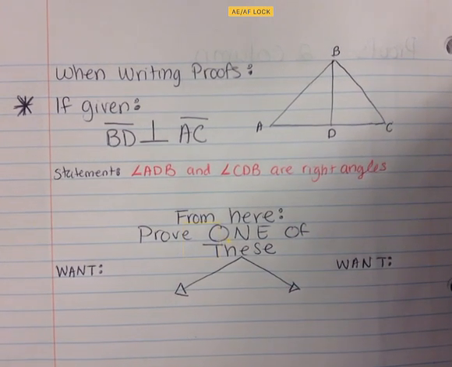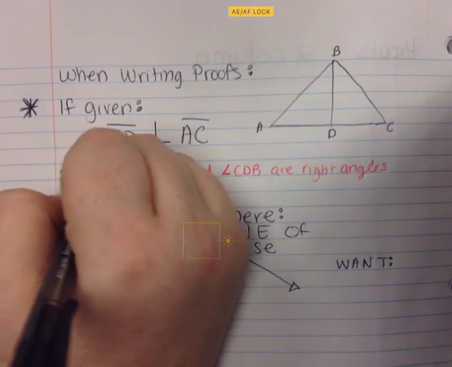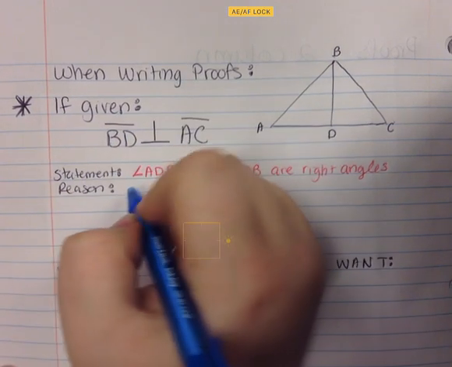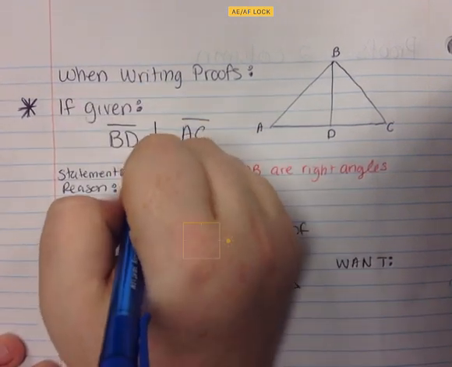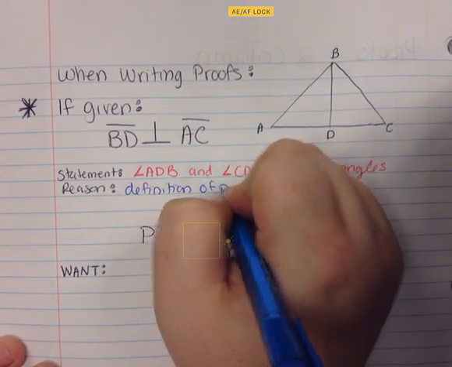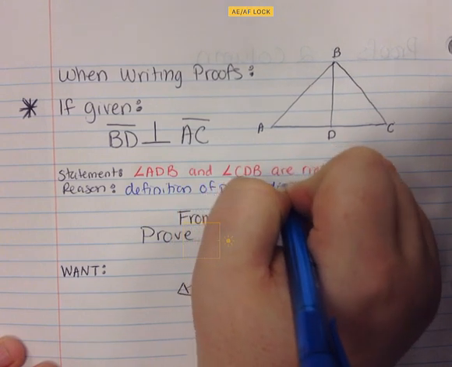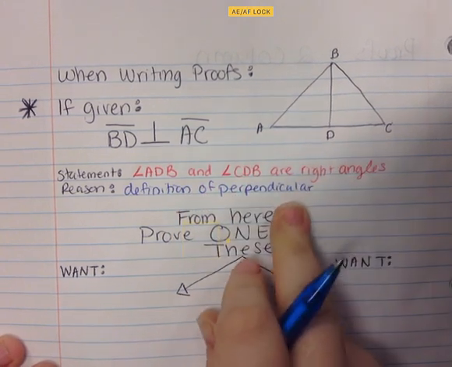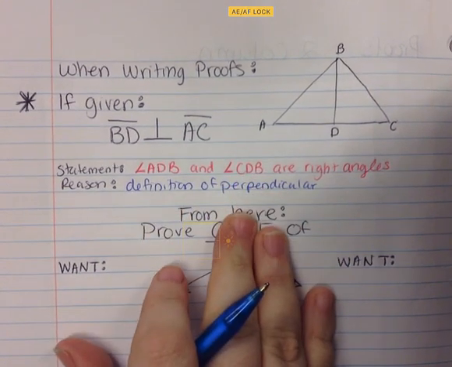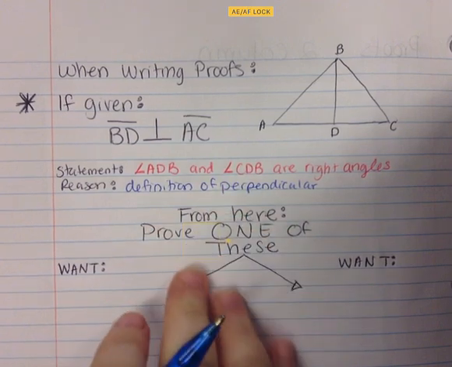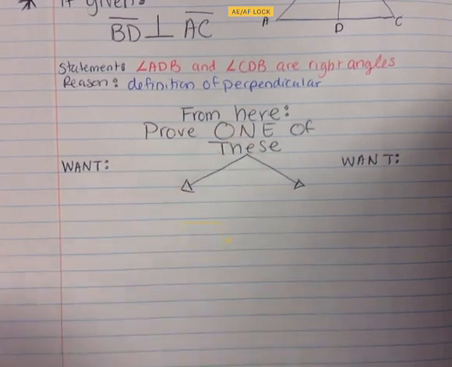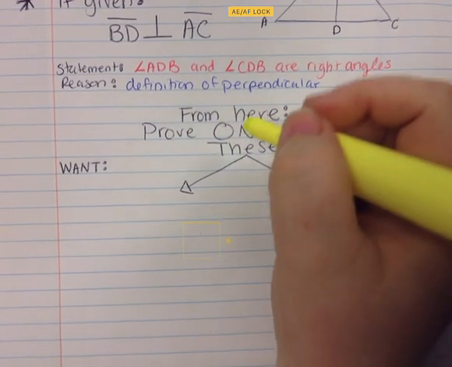And for your reason, you know that these are right angles because of the definition of perpendicular. Perpendicular lines give you right angles. Now the reason we want to do that is because from here, we have to have this, but from here, we can go in different directions. So from here, you want to prove just one of these things.